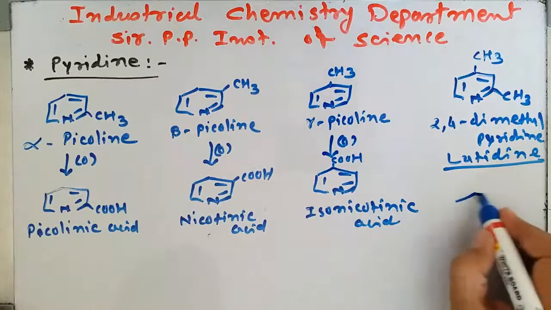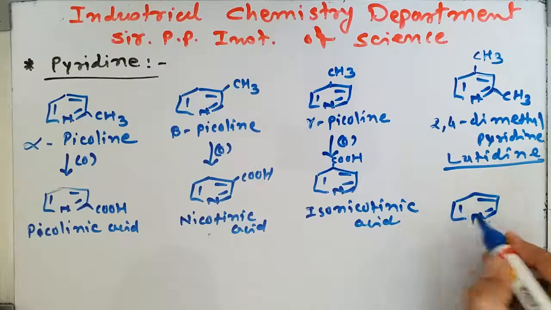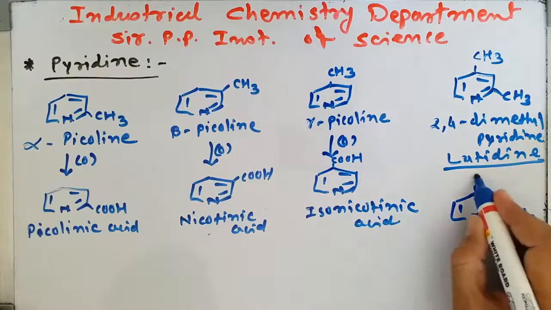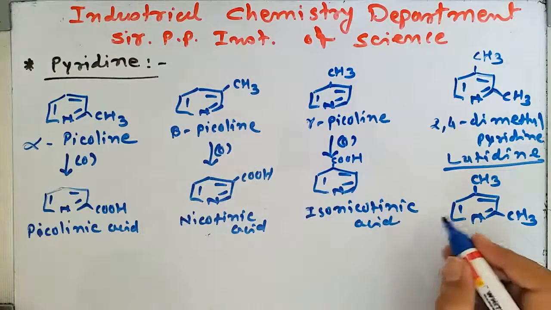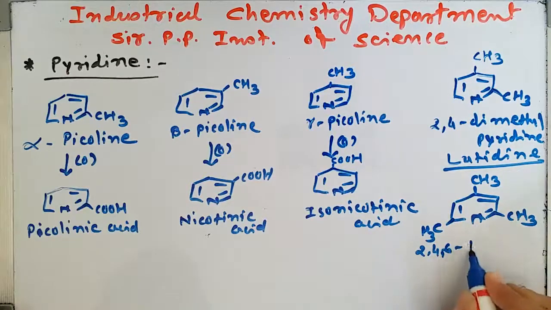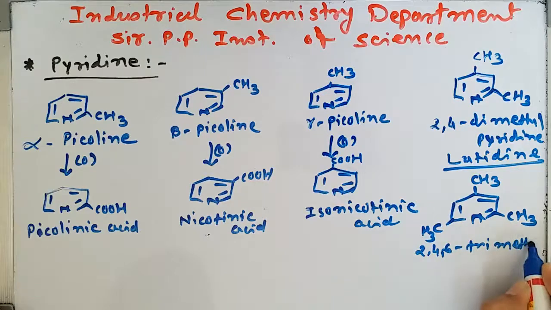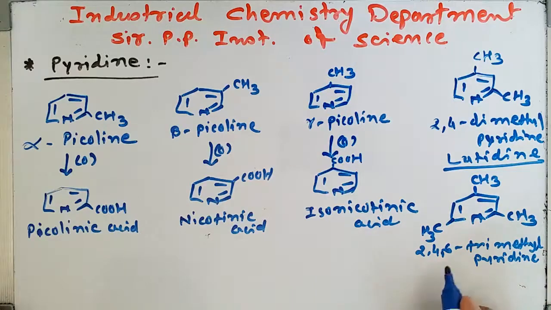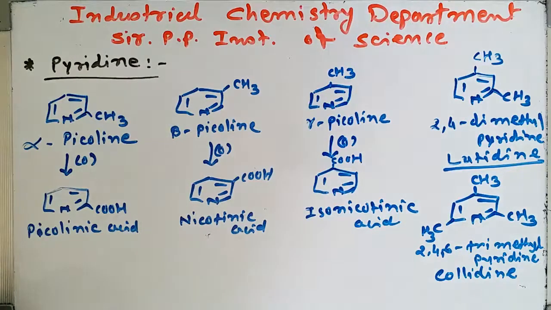And if 3 methyl groups are present, 2,4,6-trimethylpyridine, it is known as collidine. So picoline, alpha, beta and gamma, lutidine and collidine are very important alkyl pyridine derivatives of pyridine.